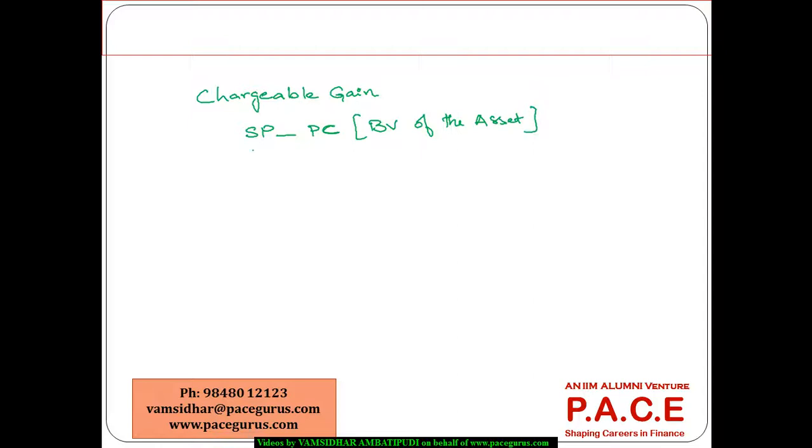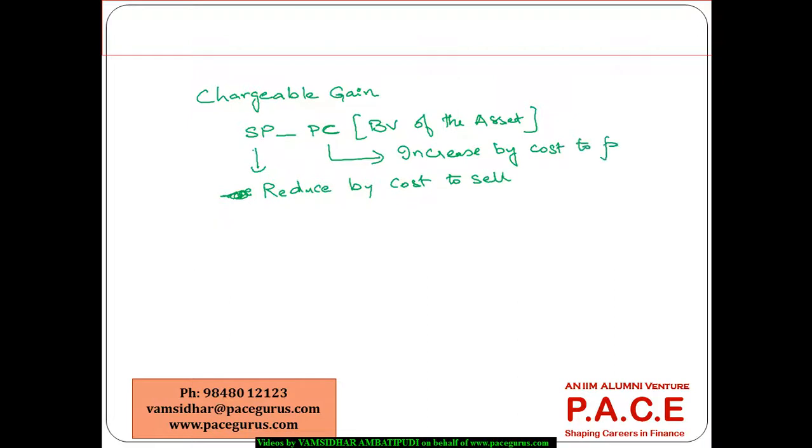And here the selling price, I can always reduce it by the cost that I am incurring to sell it. Whereas the purchase cost, I can always increase it by the cost that is incurred to purchase it, and any kind of enhancement that I have done till date over the period which I have typically held.